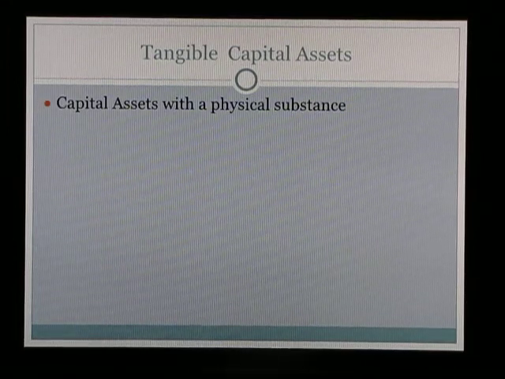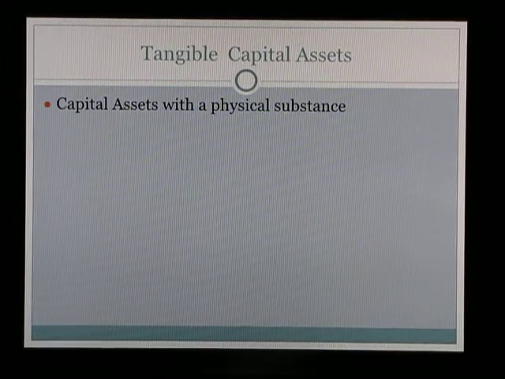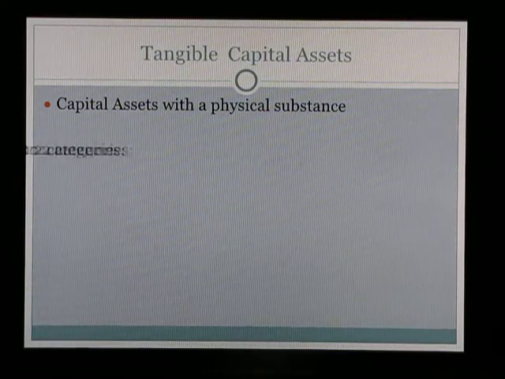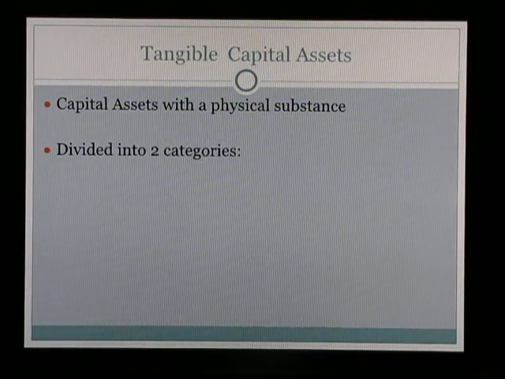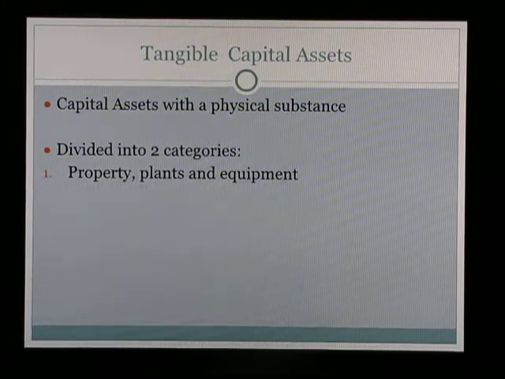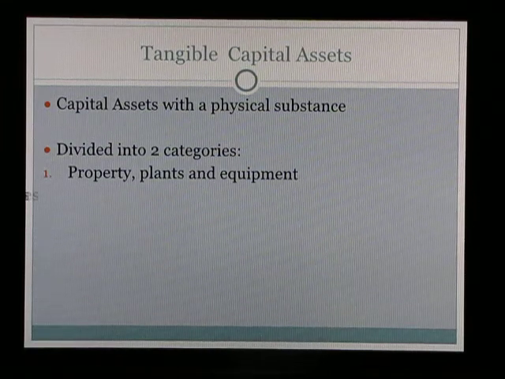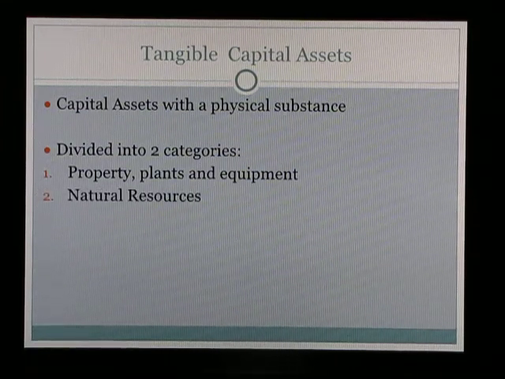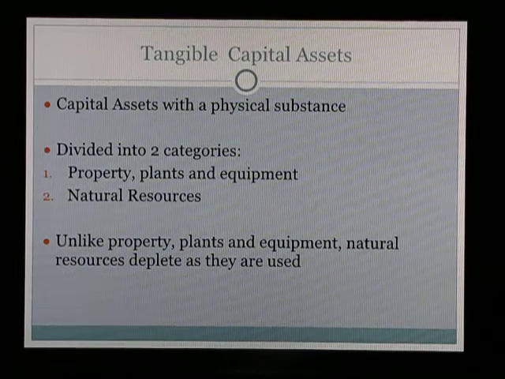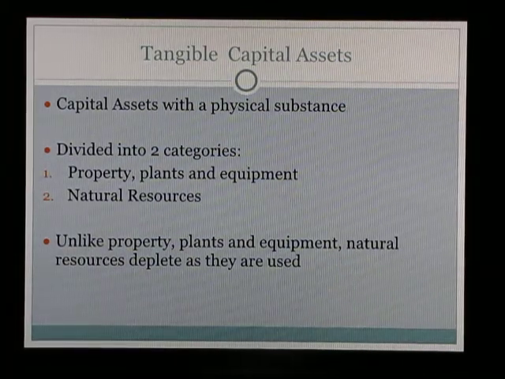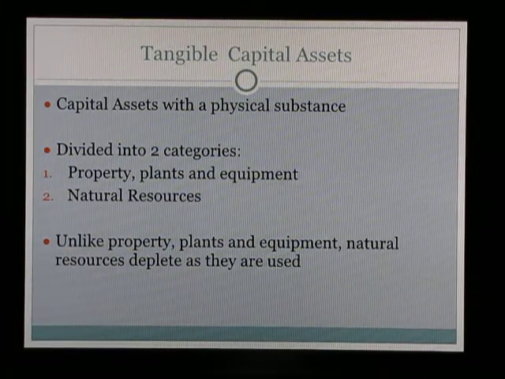Tangible capital assets are capital assets with a physical substance, divided into two categories. Number one, property, plant, and equipment. Number two, natural resources. Unlike property, plant, and equipment, natural resources deplete as they are used.